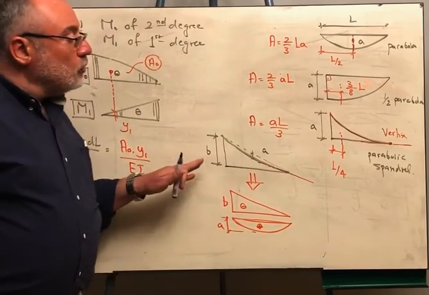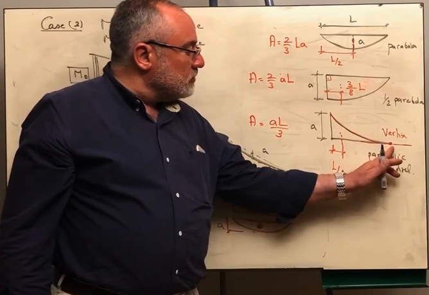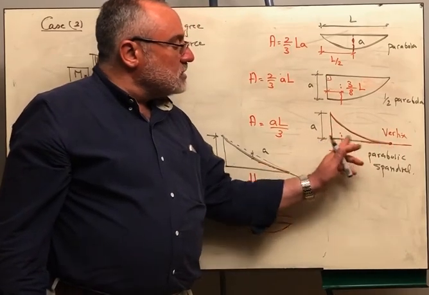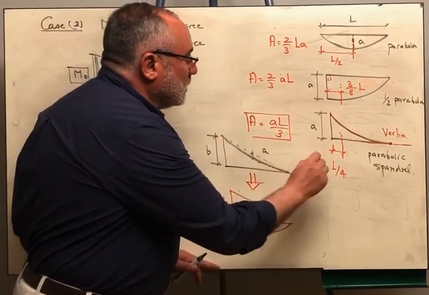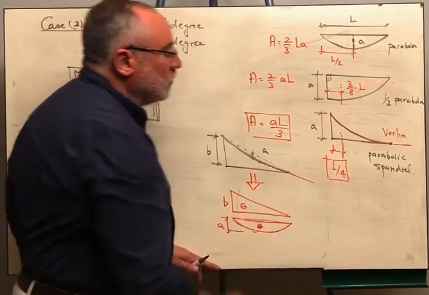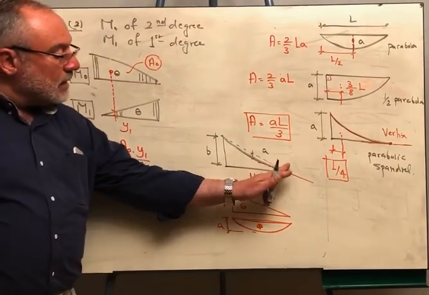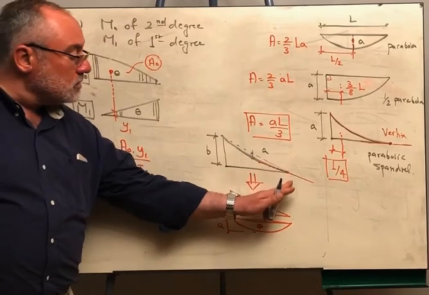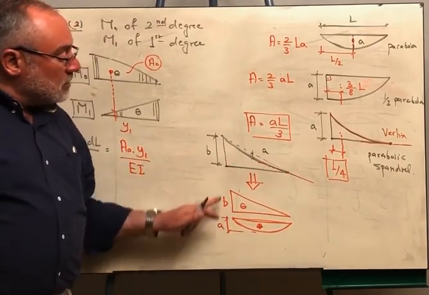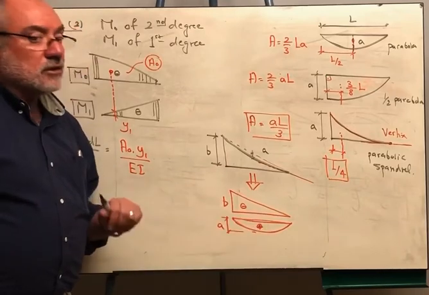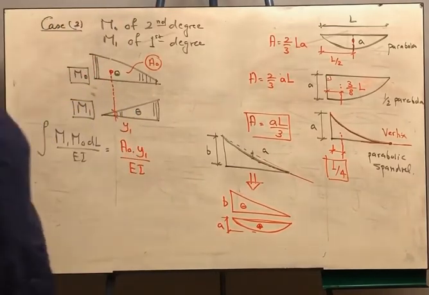This rule is valid only if the tangent to the parabola is horizontal. So this is the vertex. Therefore, this is a parabolic spandrel, and I can apply this rule for the area and for the location of the centroid. But if it is not tangent, it means that the magnitude of the shear at this point is not 0. Then in this case, I will have to decompose the diagram, treat the parabola alone and the triangle alone. Okay?